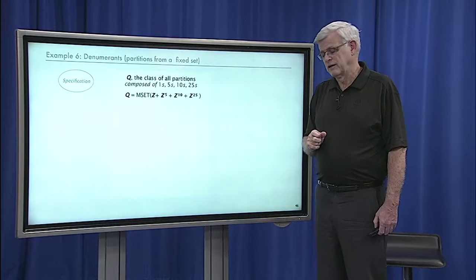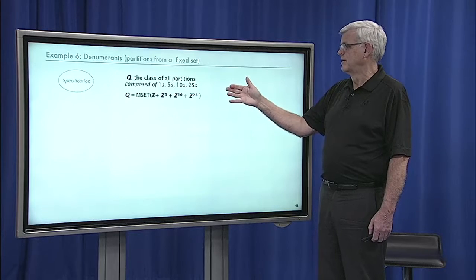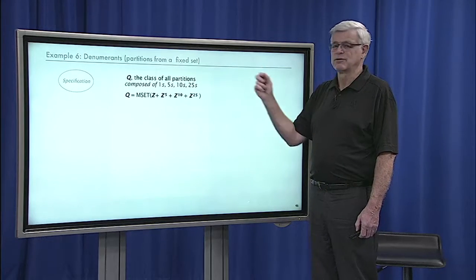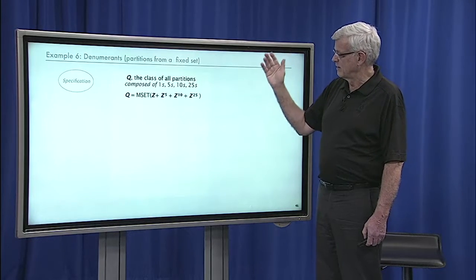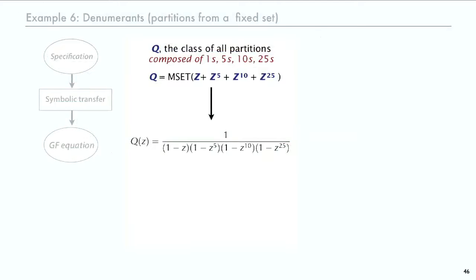But this is easy with analytic combinatorics. The construction is a multi-set of pennies, nickels, dimes, and quarters. The symbolic method immediately gives a generating function equation, 1 over 1 minus z, 1 minus z to the fifth, 1 minus z to the 10th, 1 minus z to the 25th. That's a polynomial in the denominator, a complicated polynomial, but it's a polynomial. That's, again, a meromorphic function, a ratio of 2 analytic functions.